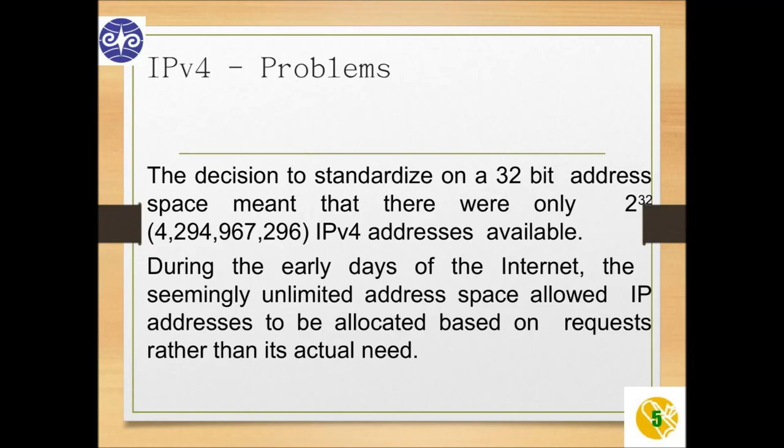But if the devices increase, like nowadays many devices are being added to use internet facility, IPv4 in the near future will be insufficient to provide IP addresses to all the devices which will be used on the internet. So second point, during the early days of the internet, the seemingly unlimited address space allowed IP addresses to be allocated based on requests rather than actual need.